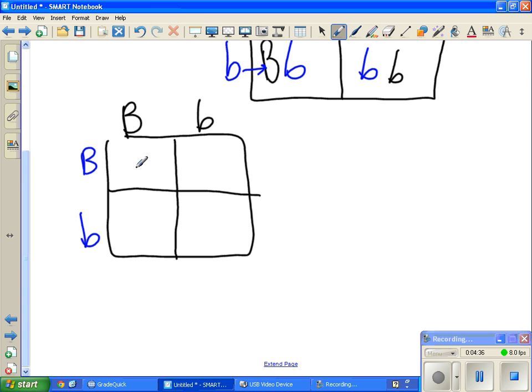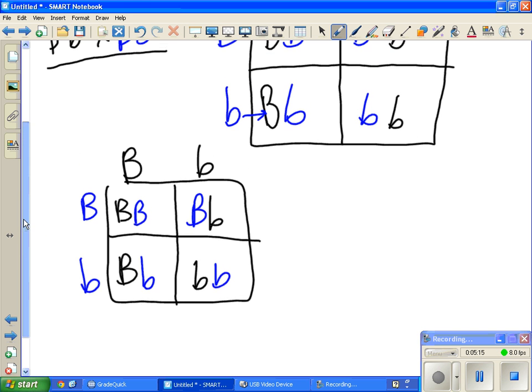So you can look at this box and say it's going to be this big B and this blue big B. This box is going to be a big blue B and a little black b. And then this box would be this big black B coming down and the little blue b going over to the side. And then obviously that means this last box is going to be little b and little b. So either way works, right? So that's how you fill them in.